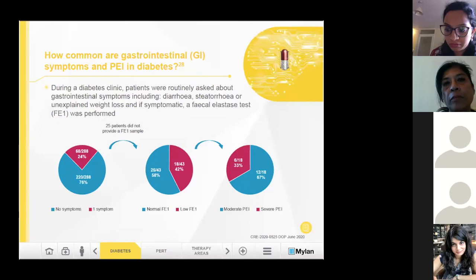So Professor Cummins, who's a diabetologist from Portsmouth, conducted a study in 2015. In this study, he looked at GI symptoms and PEI in type 1 and type 2 diabetes. Now, this is the most recent study and it's implemented in clinical practice.